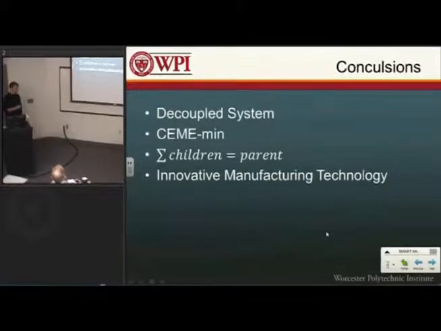In conclusion, there was some coupling, but it's a decoupled system. We think we were able to achieve CME-min, and we think that the sum of the children equals the parents, and we think we had an innovative technology that could be used. So, thank you for your attention.